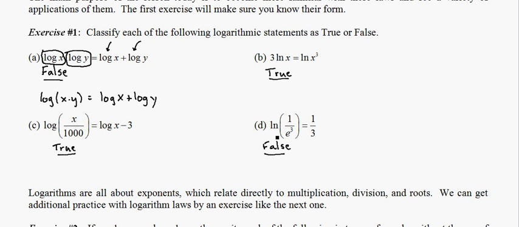Let's take a look at letter D. Letter D is trying to get students to say, oh, I know that ln and e are inverses, so I can just cancel this and I'm left with 1/3. Now, that's not the way it works, right?